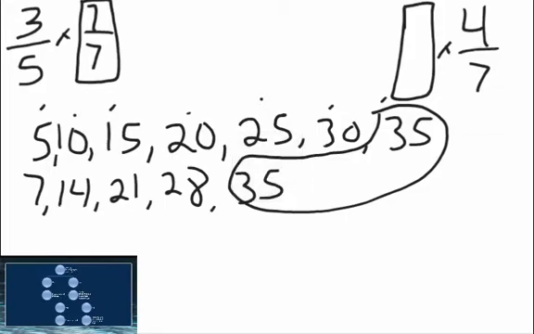Now I just multiply across. 3 times 7 is 21, and 5 times 7 is 35.